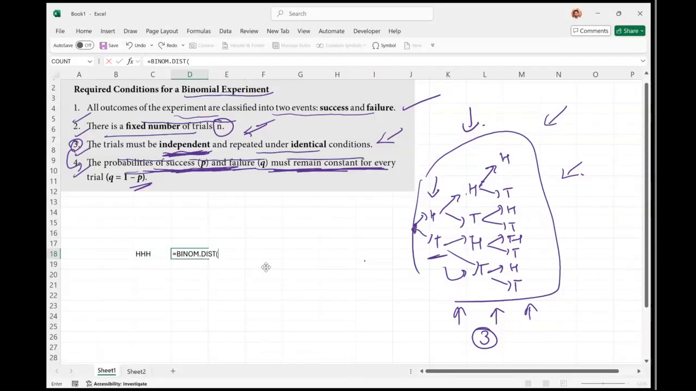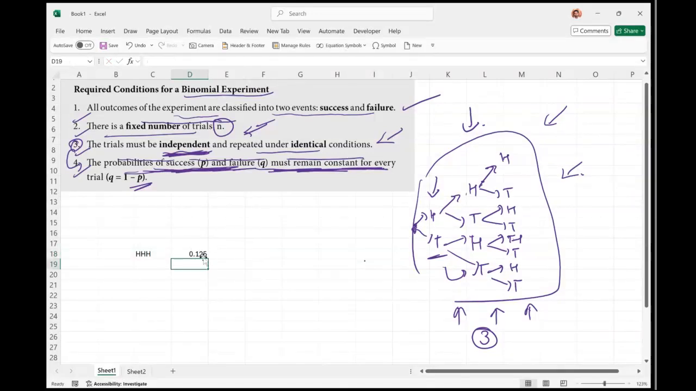So binom.test has 4 arguments: the number, the trials, the probability, and the cumulative. I'm looking for 3 heads, so I'm going to place 3 here, comma, the trials. The number of trials is 3, comma, the probability. This probability is for the individual event. Mark my words, this is for the individual event, not the probability of getting 3 heads. It is the probability of getting a head in an individual trial. So that is 0.5, comma, cumulative, true or false. True means cumulative, false means exact value. So right now I'm going to put false, and then I'll talk in detail about the difference between false and true. So let's see what we get.